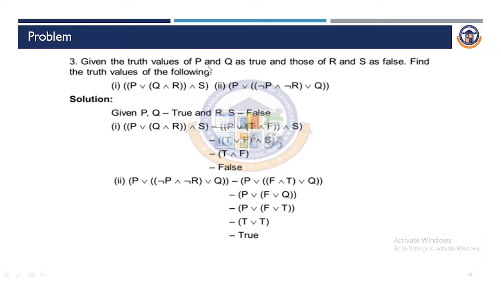Given the truth values of P and Q as true and those of R and S as false, find the truth values of the following. P or R, and Q and S. What is the truth value of Q? True. The truth value of R is false. True and false is false. P has truth value true, so true or false is true. S has truth value false. What is true and false? False.